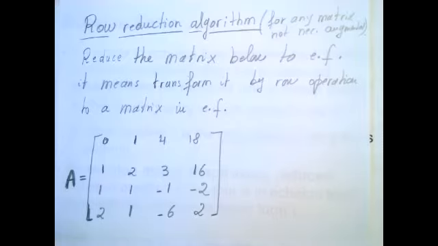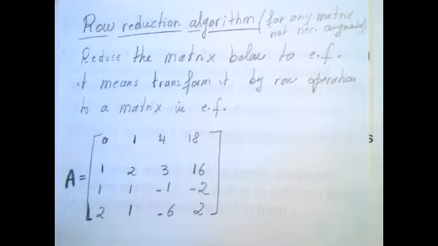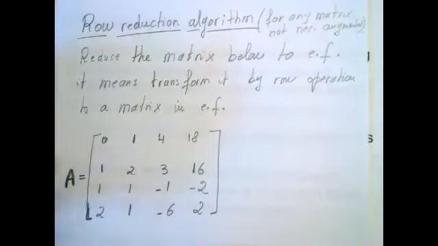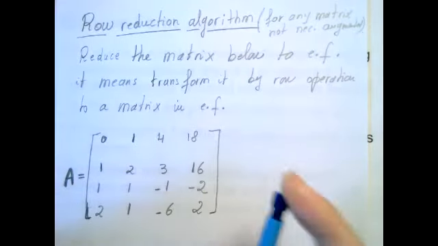The question is, we have a matrix A. My question is, reduce the matrix below to echelon form. What does this mean? It means transform it by row operations to a matrix in echelon form. It means I want to take this matrix and use operations so that the resulting one is in echelon form. That's the algorithm that you will have to follow. Let's see how it works.